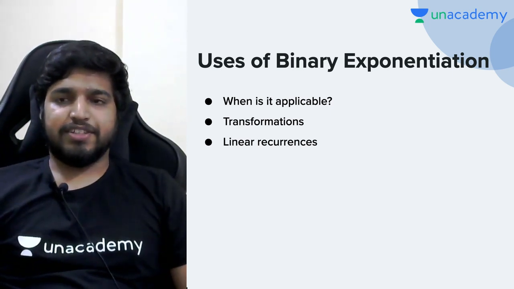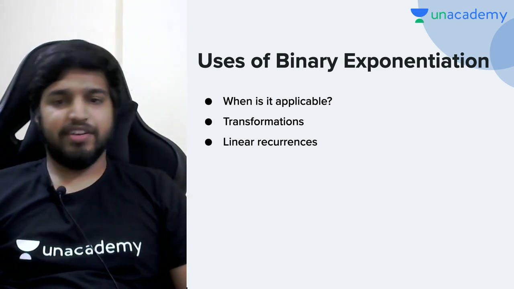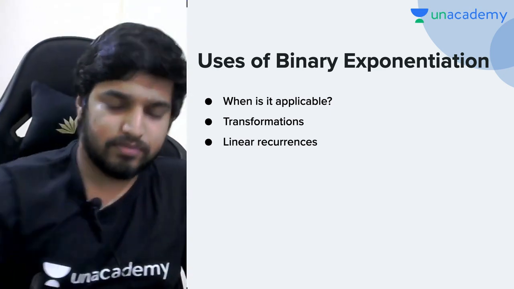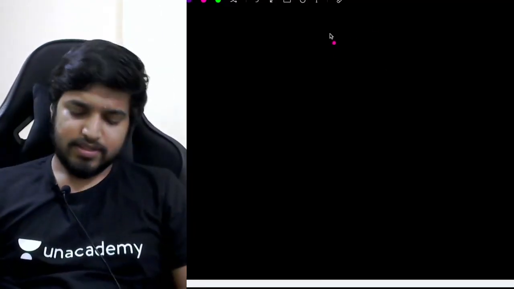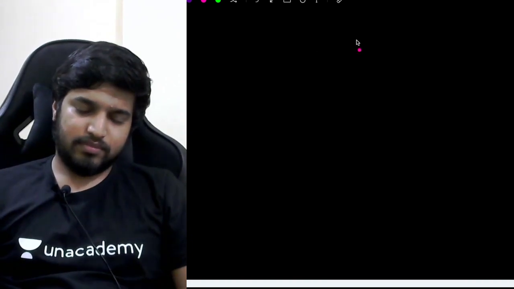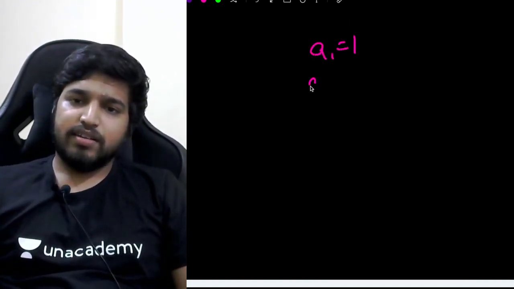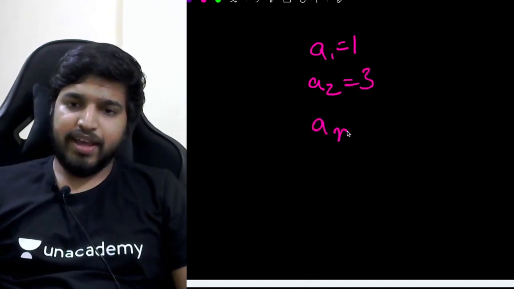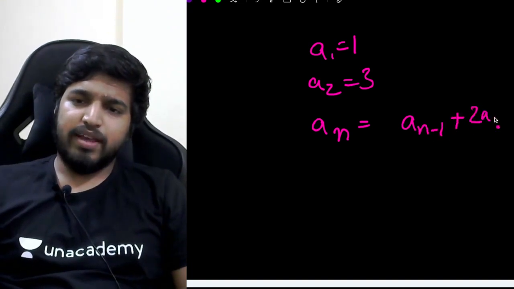What's a linear recurrence? A linear recurrence, the word says. So, let's say a1 equals 1, a2 equals 3, and so on, an equals an minus 1 plus 2an minus 2.